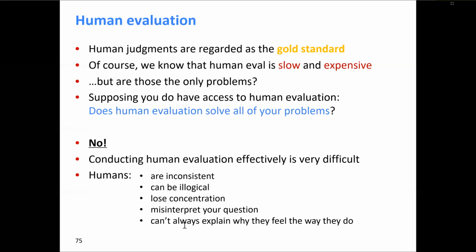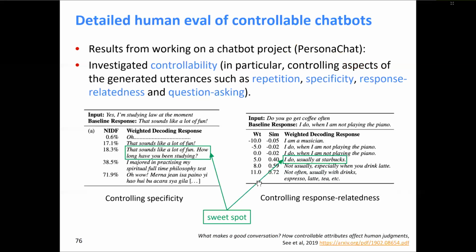And also we sometimes just don't explain objectively why we give this score of 4 instead of 5, right? We just say we feel that way. Maybe we have our own different standards or comparisons, right? So still, well, it's a gold standard, but it's still very difficult to conduct a human evaluation effectively.